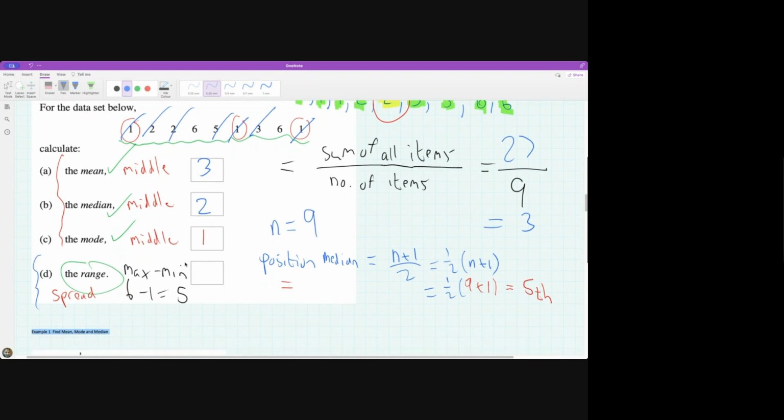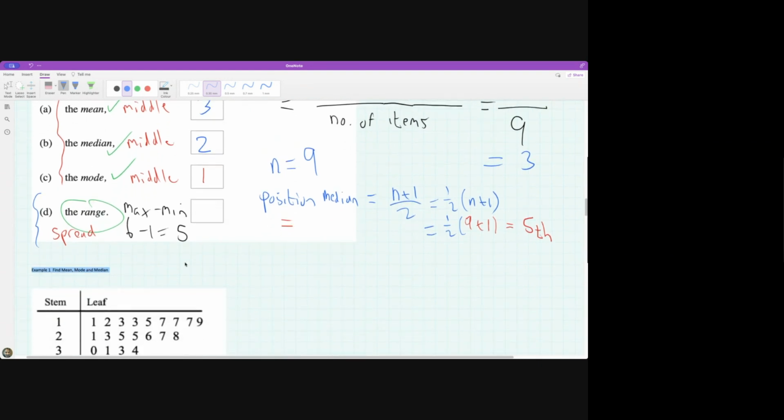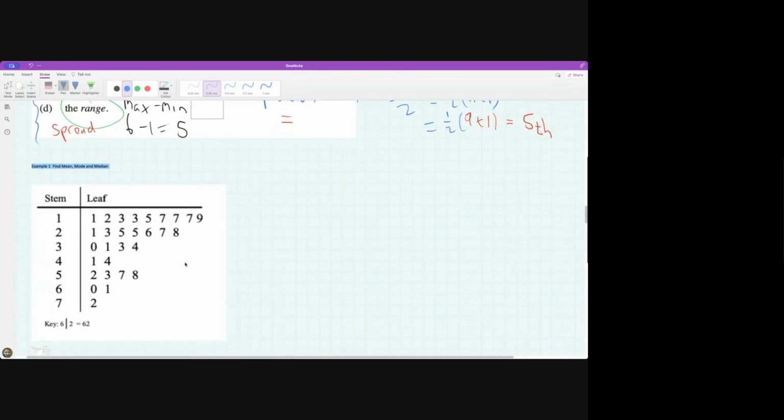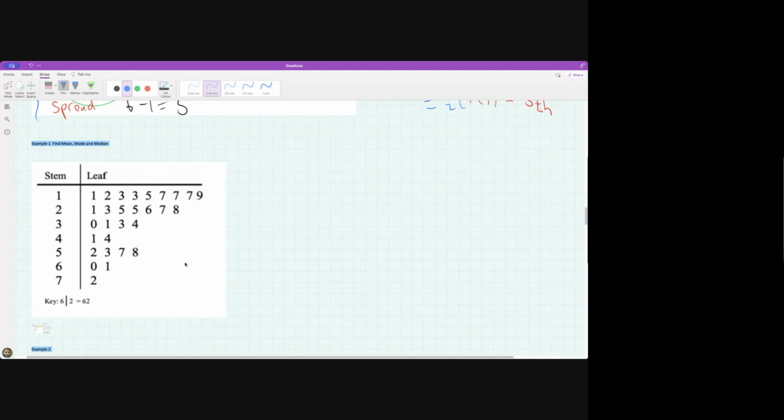Okay, so let us look at another way of displaying data. So in grade 9 or 10, you may or may not have come across something called a stem and leaf plot. And what a stem and leaf plot does is it takes data that is normally in a list and it makes it more ordered for us. It gives us all the individual items, but it organizes it in a way that's easier to read.